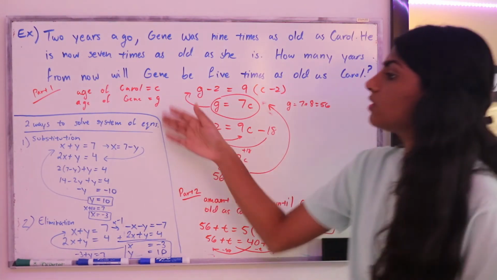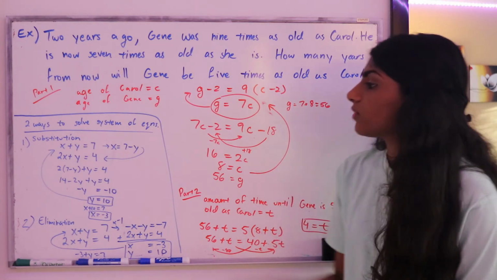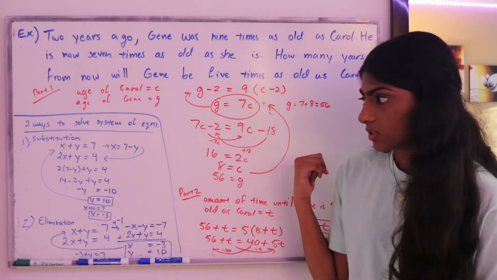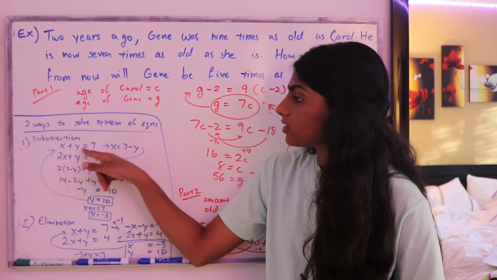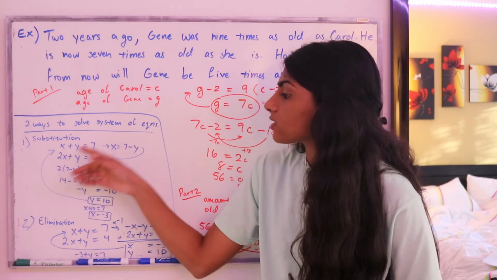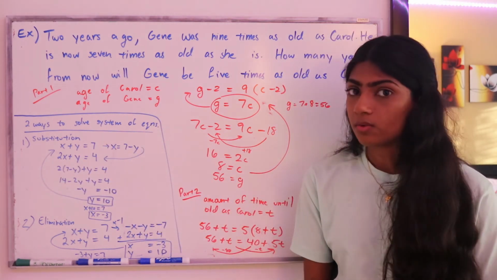Okay, so these are the 2 different ways of solving a system of equations. The first way is substitution, and that's what we did for this problem. So let's look at this system of equations. It's just going to be these 2: x plus y equals 7, and 2x plus y equals 4. What we want to do is find what x equals and find what y equals.